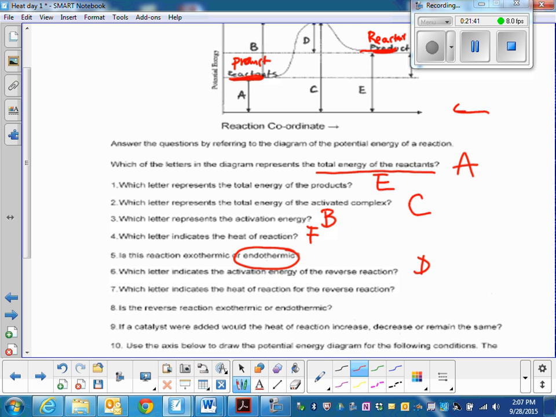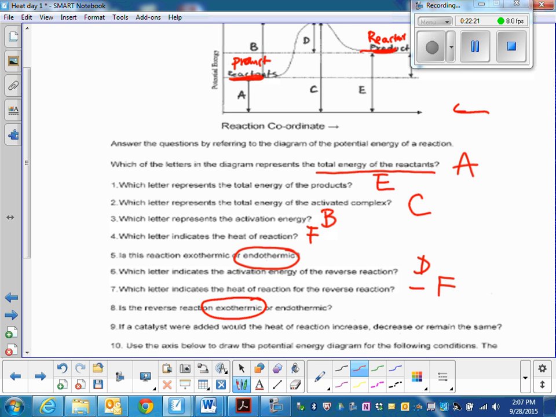Which letter indicates the heat for the reverse reaction? Yes, Sarah? Product minus reactant. F. It is correct, but it's minus F. It's minus F because, what is the reverse reaction? Is it exo or endo? The reverse reaction is exo, therefore F will be negative. Does that make sense? In an exothermic reaction, heat is always negative.